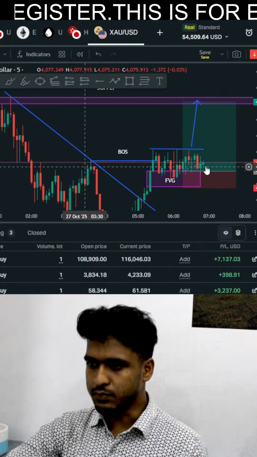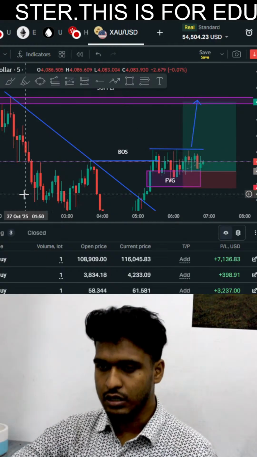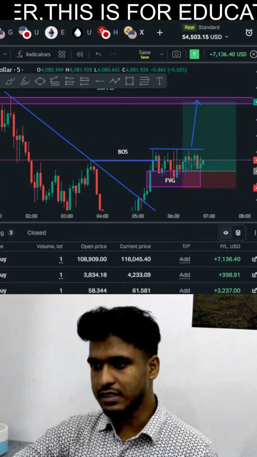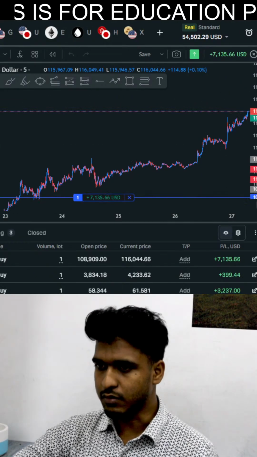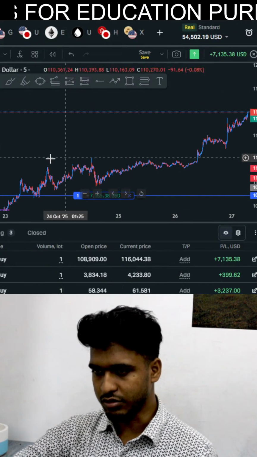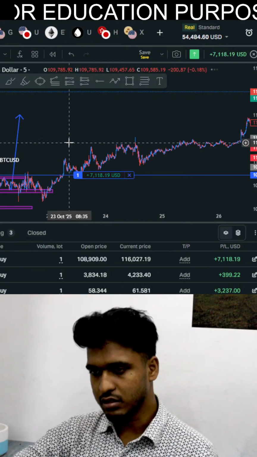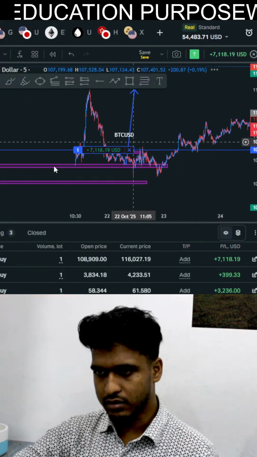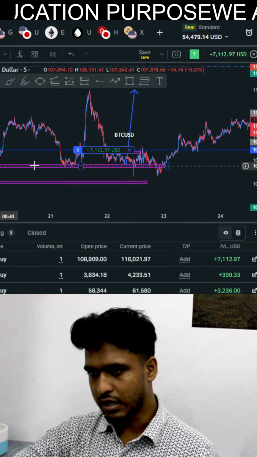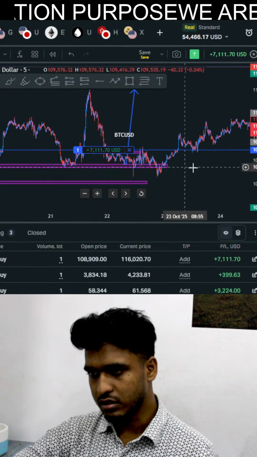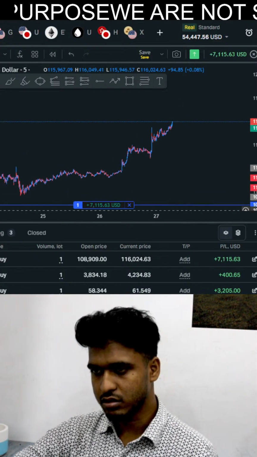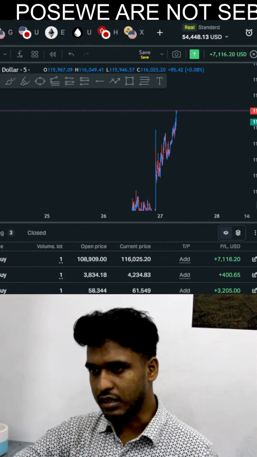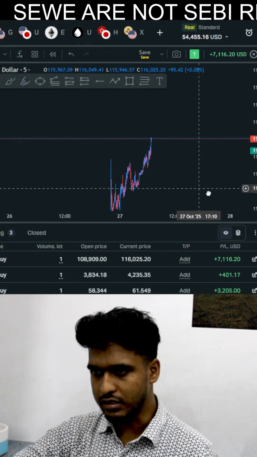Let's move to gold and other currencies, just like BTC and all that I took, and I marked for you. Look at this, this was our trade on Friday. Okay, this is our trade on Friday. Nice move, nice trade. Check it out, and you can see that it already broke this high.